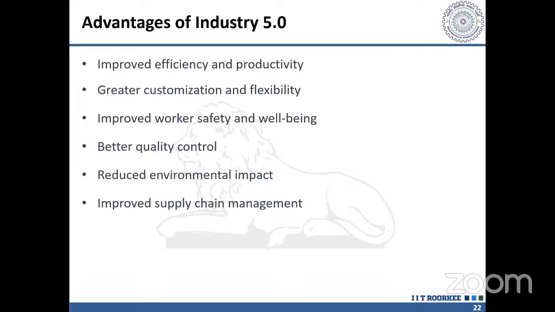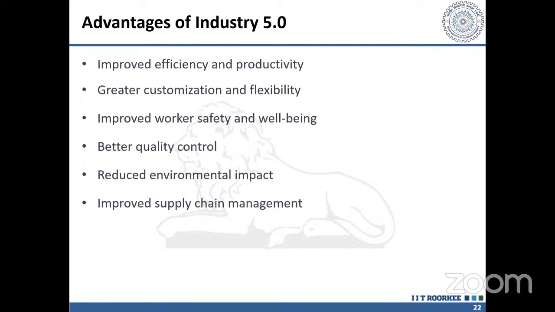So it can also reduce the environmental impact. For example, additive manufacturing reduces the amount of material used in production. While real-time data analytics can identify the areas where energy usage can be optimized. So the Tesla Gigafactory in Nevada is a prime example of Industry 5.0, which uses sustainable energy sources and advanced manufacturing techniques to produce electric vehicles.